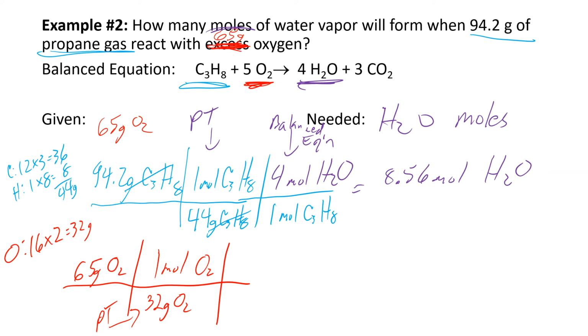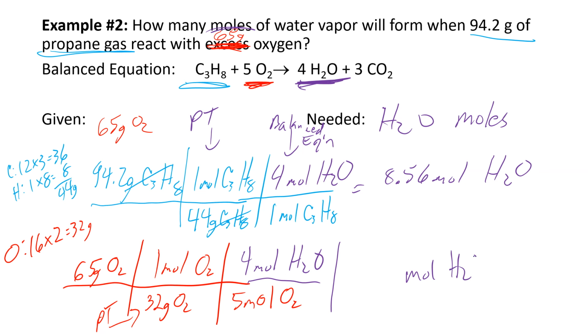And the next one we're going to get from the balanced equation. So we know there's 5 moles of O2 for every 4 moles of water. So this is coming from here in the balanced equation. And that'll give us moles of water. So 65 times 4 is 260, and we're going to divide that by 32. We're going to divide that again by 5, so it's 1.62 or 1.63.